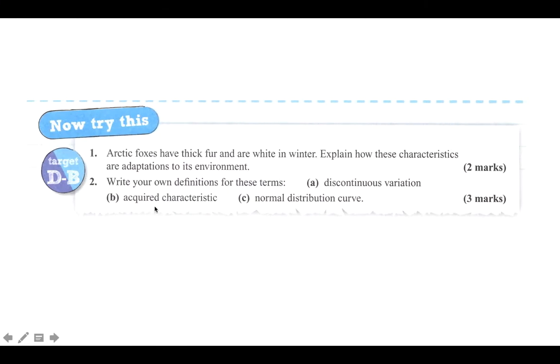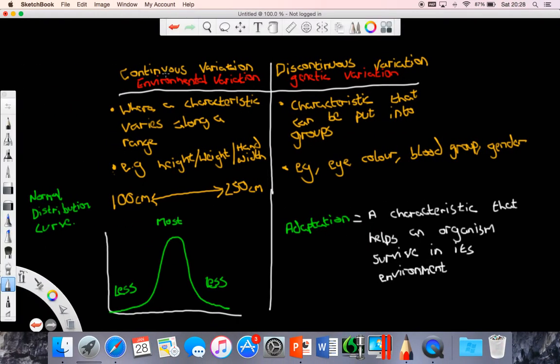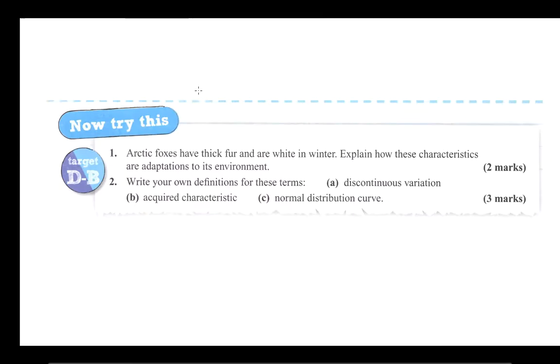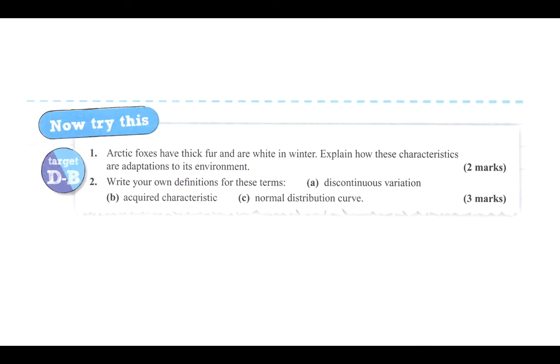Acquired characteristic. Acquired characteristic is a characteristic that varies as a result of the effects of the environment. So acquired characteristics are usually environmental things, okay? They're usually environmental variation, and therefore they are a result of the environment.